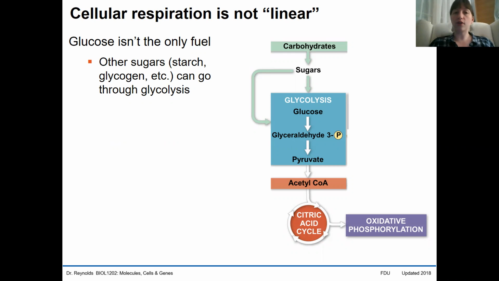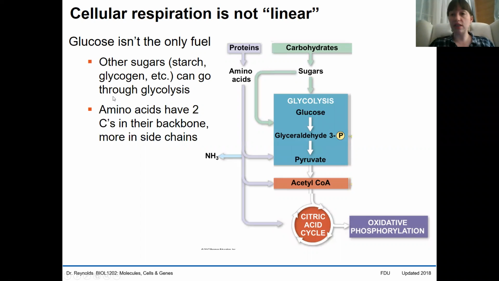Other sugars, other carbohydrates, which the cell is capable of bringing in, such as starch and glycogen, can go through the process of glycolysis. If we utilize other components like proteins, or more specifically the amino acids, once the protein is broken down, then we can feed into different components. So we might actually feed in a 3-carbon molecule as a substitute for pyruvate, or a 2-carbon molecule, which is being broken down and modified to become acetyl-CoA. And then side chains can also feed into other places.